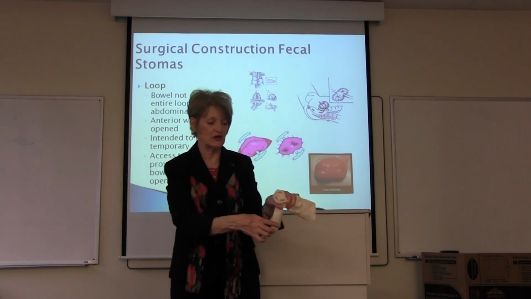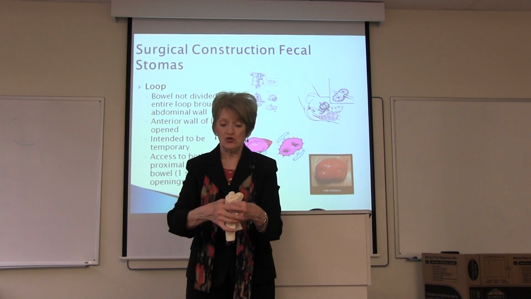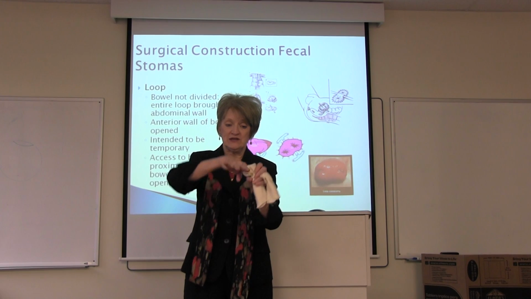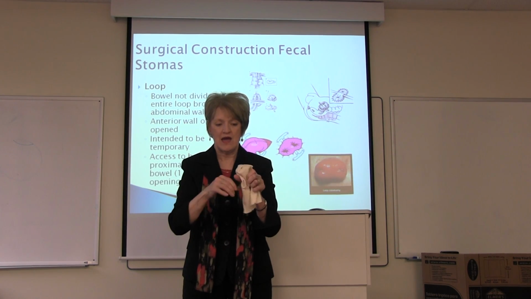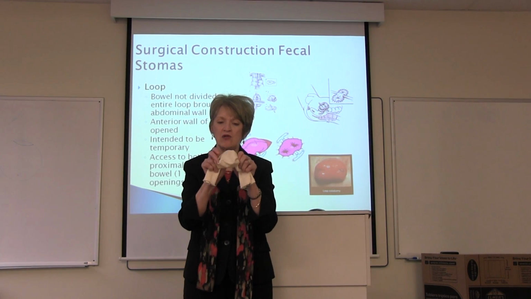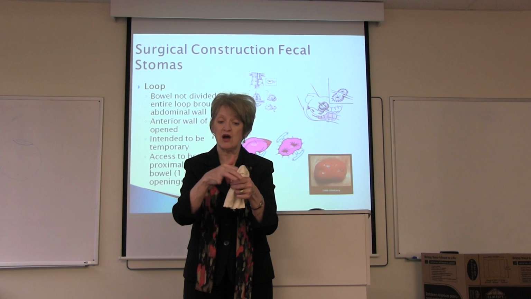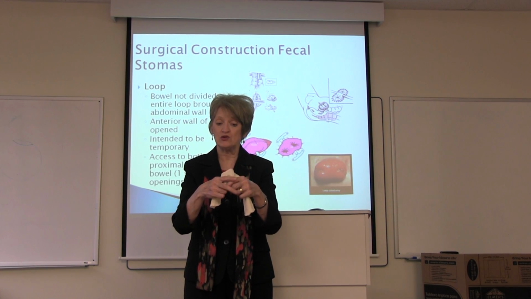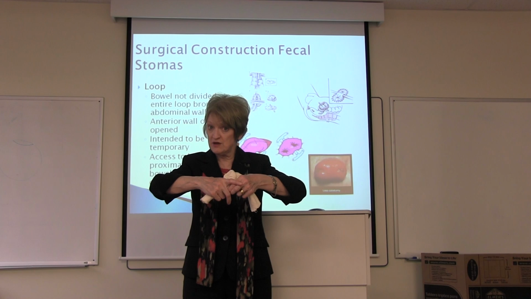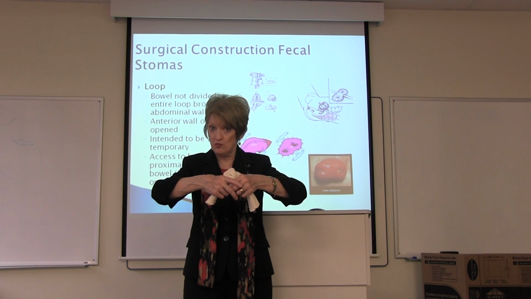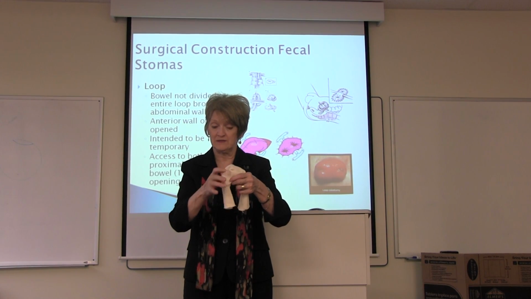Now what I'm going to end up with, here's my loop of bowel coming up onto the abdominal wall, going back in. You end up with one stoma. You end up with access to the distal and access to the proximal bowel. And why is that? Because this back wall, when you open the front wall, the back wall pulls forward and creates separation. And we'll talk more about this when you come on site. But I want you to know with a loop ileostomy, the bowel is not divided. The entire loop of bowel is brought to the abdominal wall. The anterior wall is opened. The bowel is turned back on itself. You end up with one stoma, 2 openings.